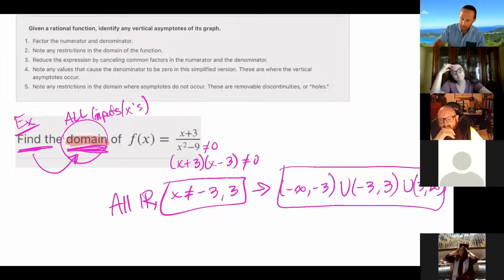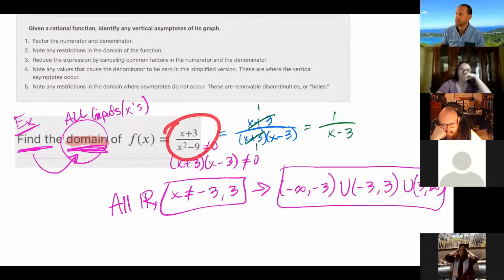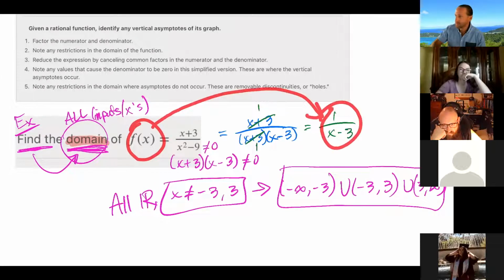Now, one thing I want you guys to notice about this problem that's a little weird is if I took the x plus 3 and I factored the x plus 3 over x minus 3 on bottom. There's my function, right? What does it look like I can do right then and there? Cancel out x plus 3. And if I do, then I get a simplified version of what they originally gave us. Is technically this the same as that?